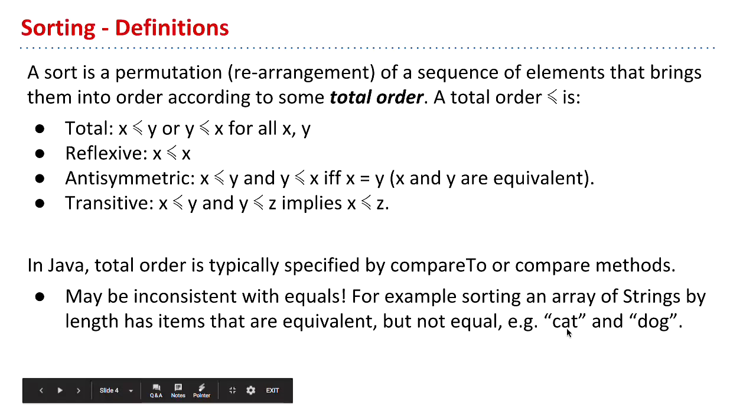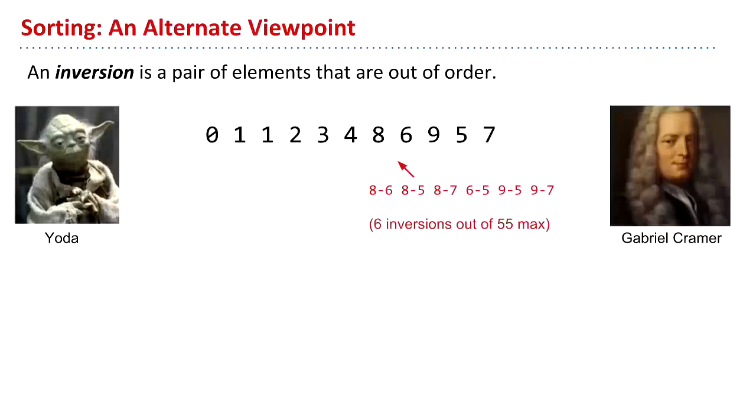So that's just a little bit of technical detail, but really the important part is this. This is what we're going to get. So now that we know that what we're seeking is an order according to some total order, I can tell you about inversions. So the sorting problem is given a sequence of elements, I want to reduce the number of inversions to zero. What's an inversion? Well, it's a pair of elements that are not in order.